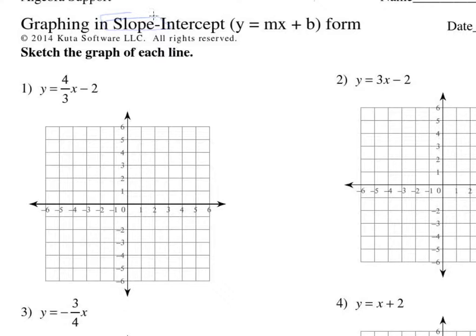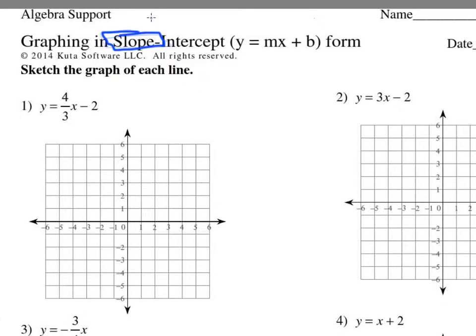We're talking about graphing in slope-intercept form. What is slope again, though? Let's just remind ourselves, slope is also known as m. We write that as m. Slope equals rise over run. Rise is your change in y, your up and down, and run is your change in x. So it's your up and down value over your left and right value.